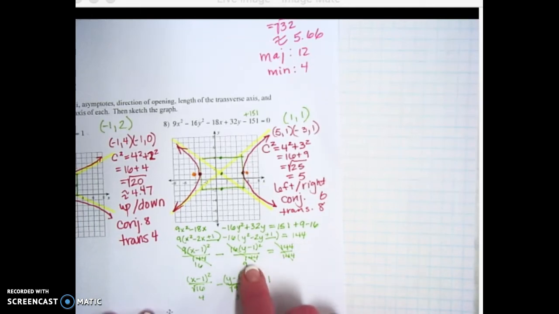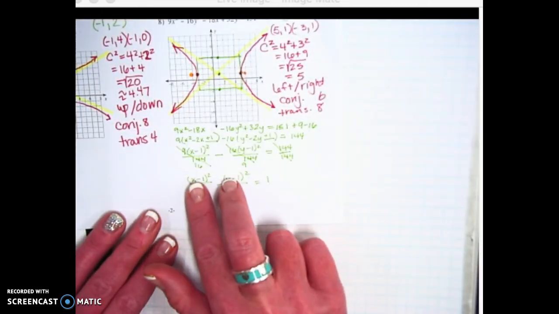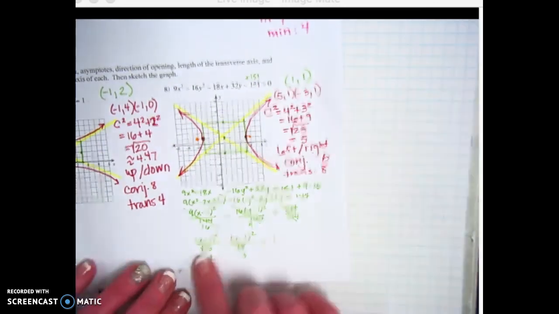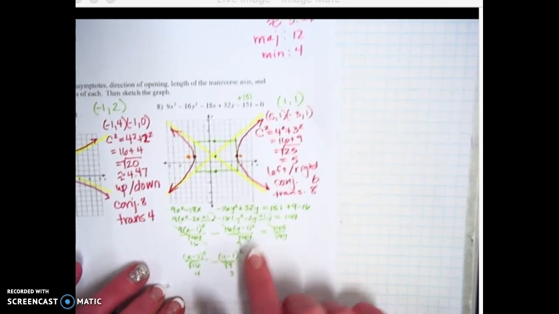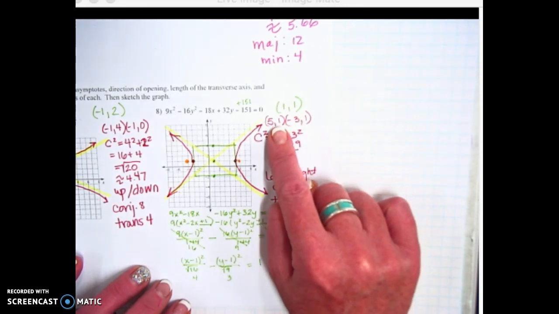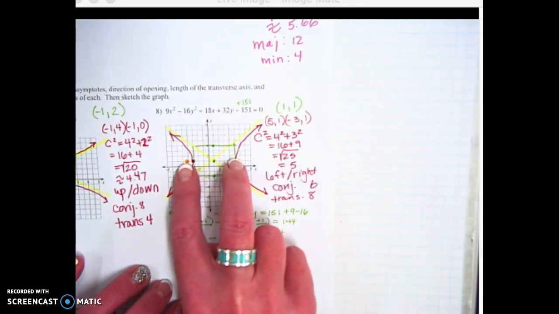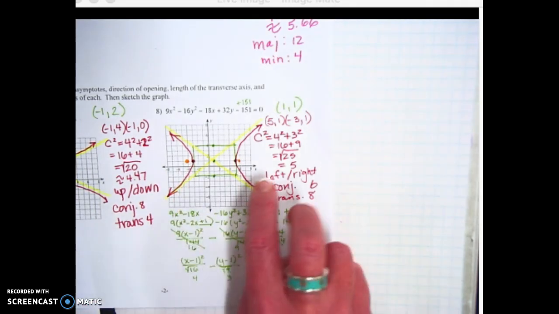So if you divide them all by 144, you'll get 1 on the right. Reduce on the left if you can. That'll get you your center and your stretch. Square root here and here, that'll give you your stretch. This will give you your x stretch, and this will give you your y stretch. So plot your center, which is at 1, 1, and then after you go each direction, you'll find that your vertices are going to be here and here because you're going to open left and right.